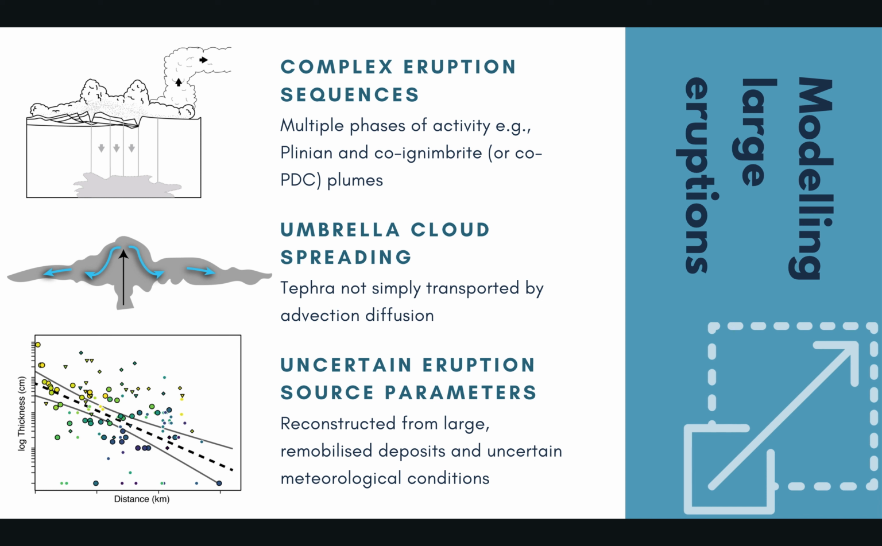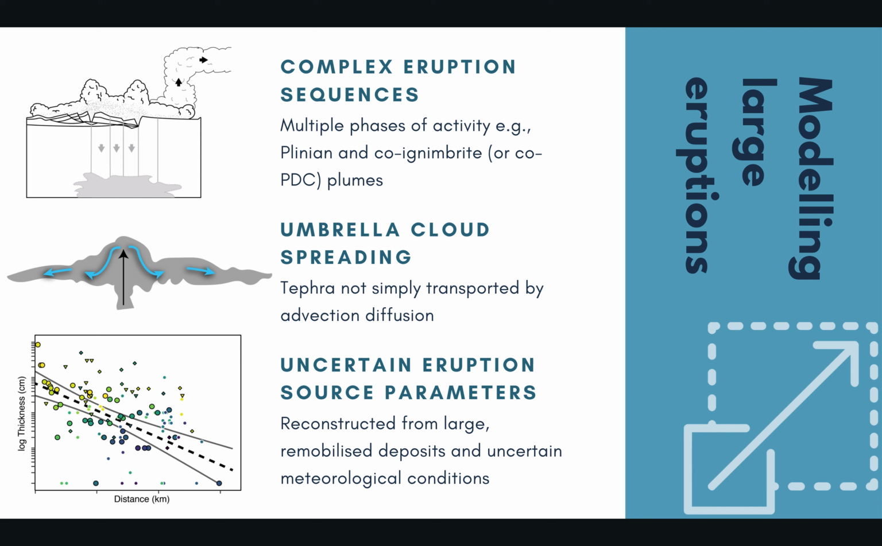Secondly, because of the very high mass eruption rates associated with large eruptions, there is significant spreading of ash by gravity currents in the umbrella cloud region. This means that modelling purely advection diffusion is not appropriate and will likely underestimate the extent of the ash dispersion.